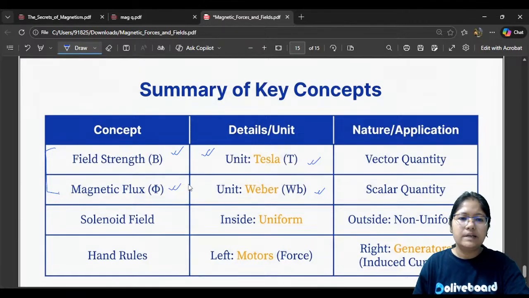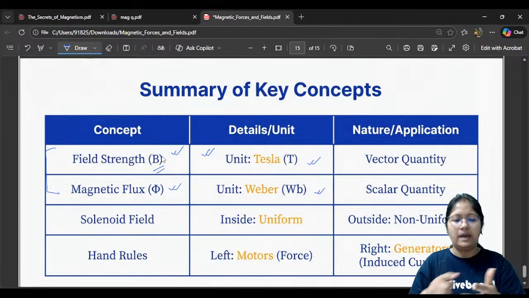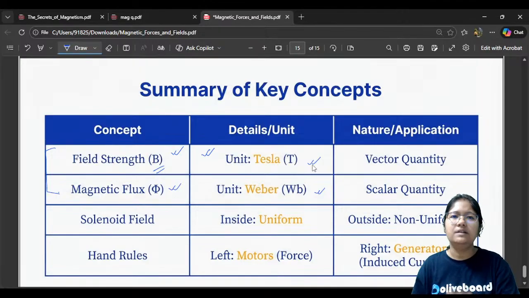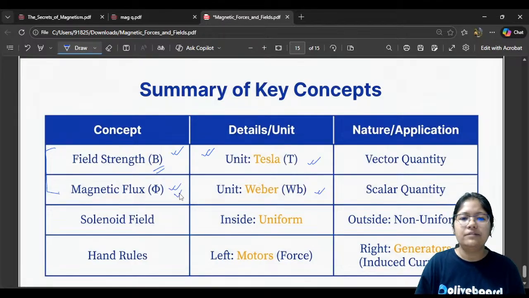Okay, say number one, remember about the magnetic strength. It is denoted by FB. Remember, I is for current, F is for force, and B is for magnetic field. And this magnetic field is given in Tesla. Then the magnetic flux is given in Weber. Inside the solenoid there is a uniform field, whereas outside there is a non-uniform field.